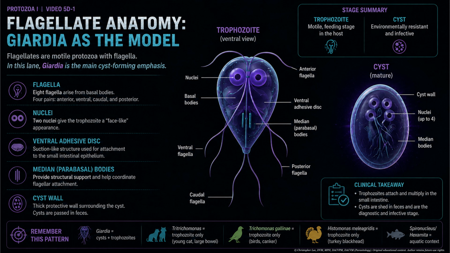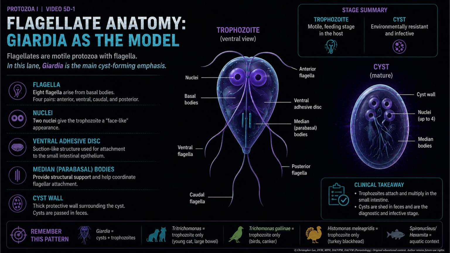The word flagellum comes from Latin for little whip, and Giardia carries 8 of them, arranged as 4 pairs. Those flagella help create the movement that makes a fresh trophozoite so recognizable. The trophozoite is bilaterally symmetric and has 2 nuclei, producing the famous face-like appearance. It is not actually looking back at you, although under the microscope it can feel mildly judgmental. On the ventral surface is an adhesive disc that helps the trophozoite attach to the small intestinal epithelium. Basal bodies organize the flagella, and the median bodies provide internal structural support.